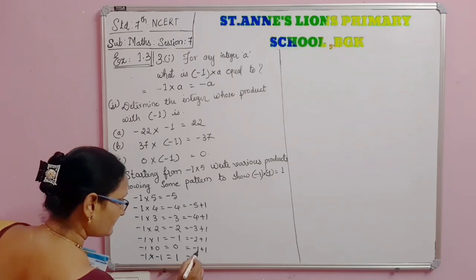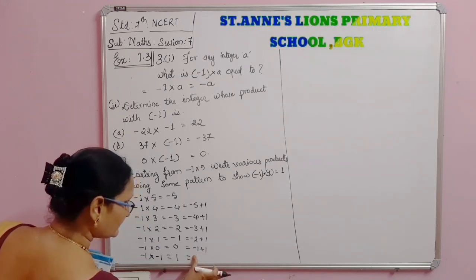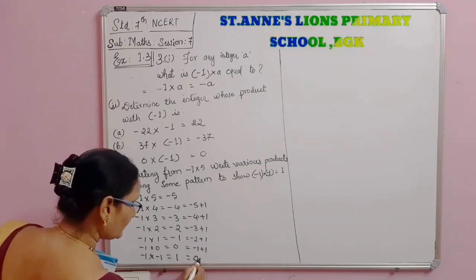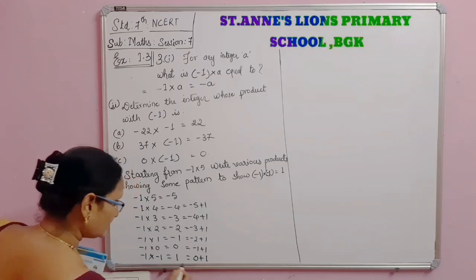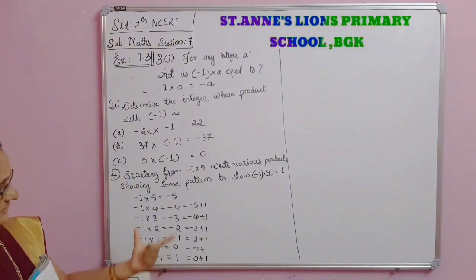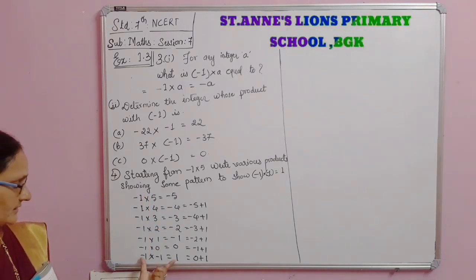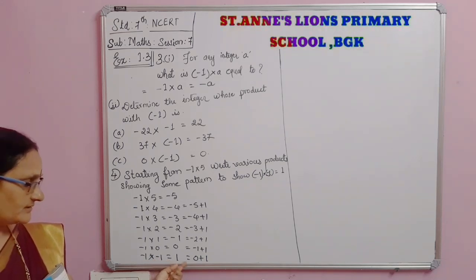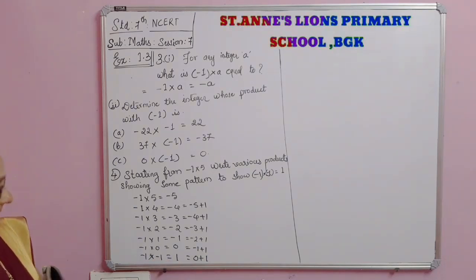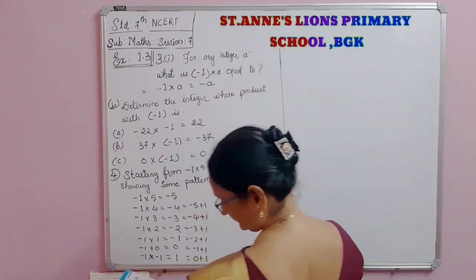And here what comes? Minus 1. Here see, minus 2, minus 1. Here it comes 0. 0 plus 1 is equal to 1. This is the pattern we have learnt. Okay, you have to go on writing. This is the pattern: minus 1 into minus 1 is equal to plus 1, is equal to 0 plus 1. So the fourth main is over now.